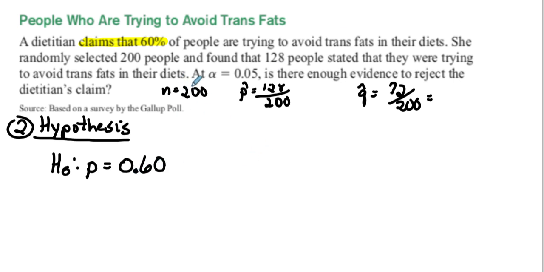Look at the problem to see if there are any context clues about whether it should be a one-tail or two-tail test, but we notice there are not any context clues, so our alternative hypothesis is p is not equal to 0.6.